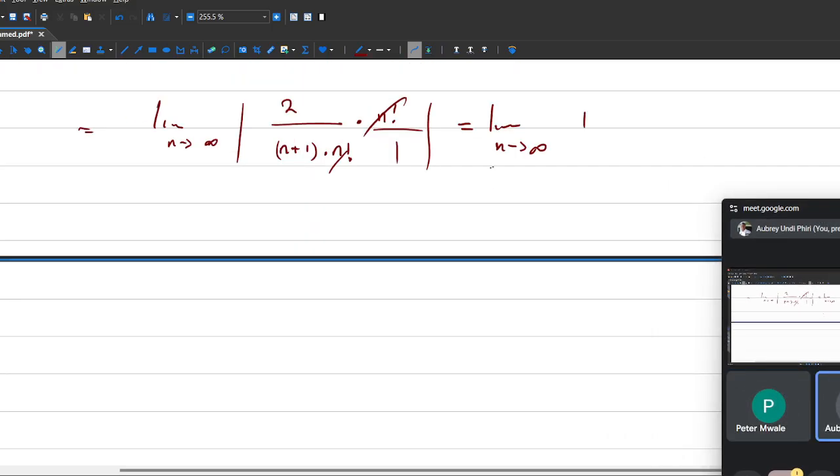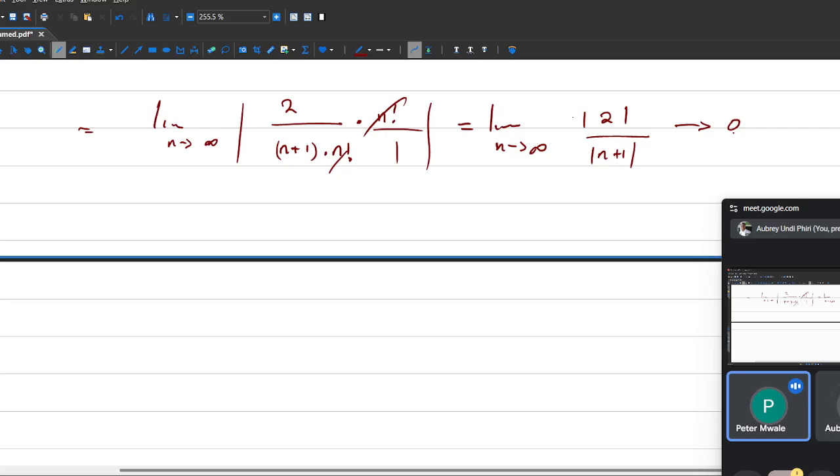You can also determine the limit of 2 over n plus 1. Then when you take this limit, we know that this approaches 0, right? As n approaches infinity. Yes. So we conclude that it converges. Yes, so that's basically it.